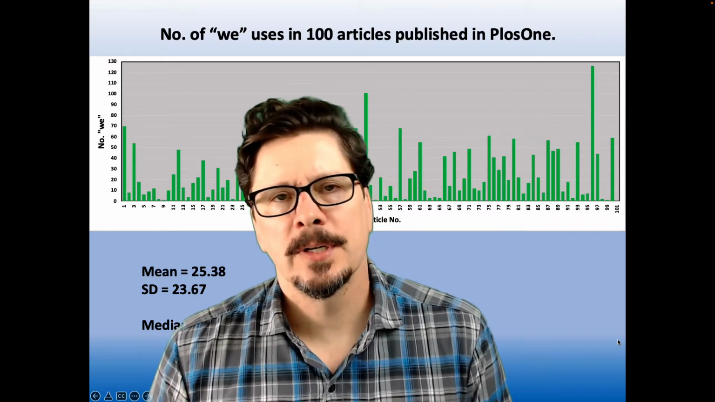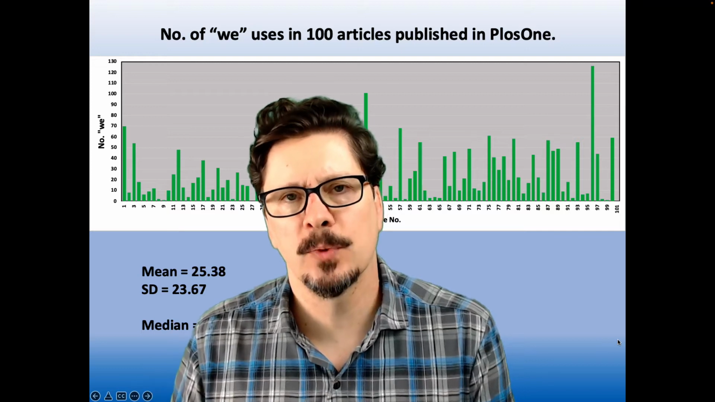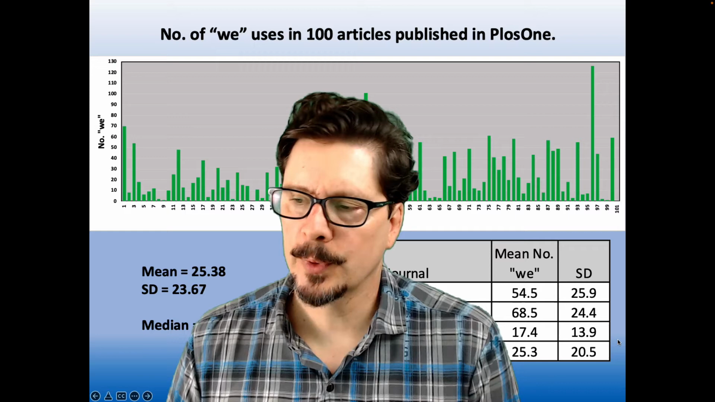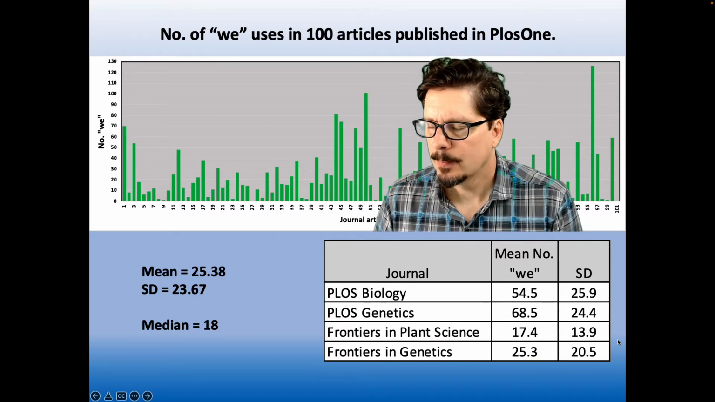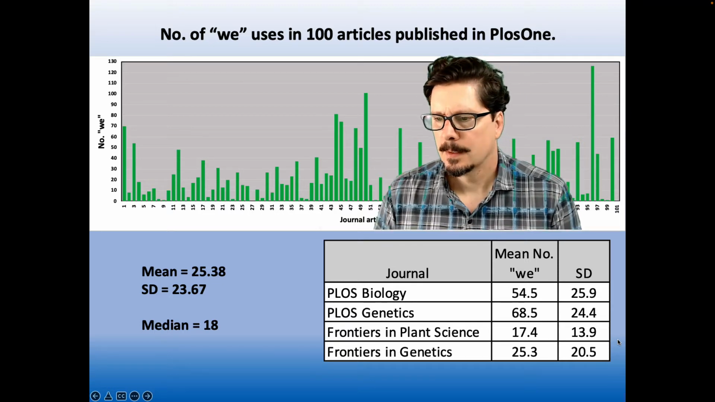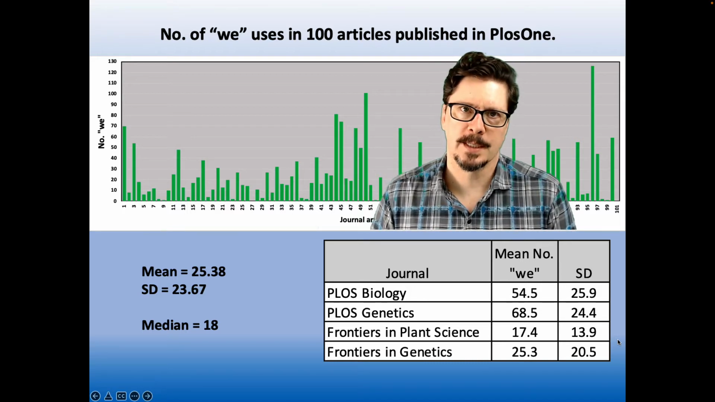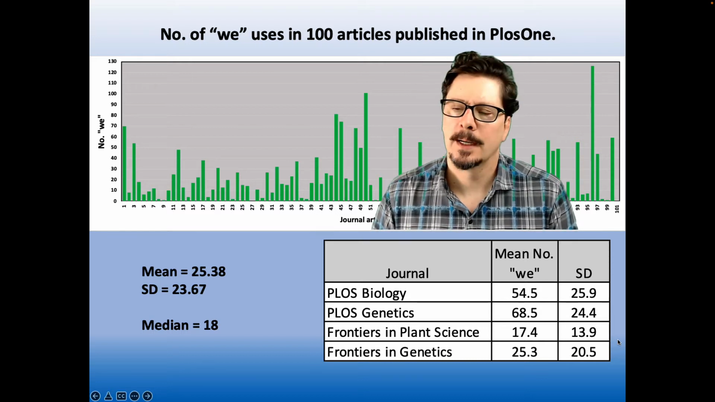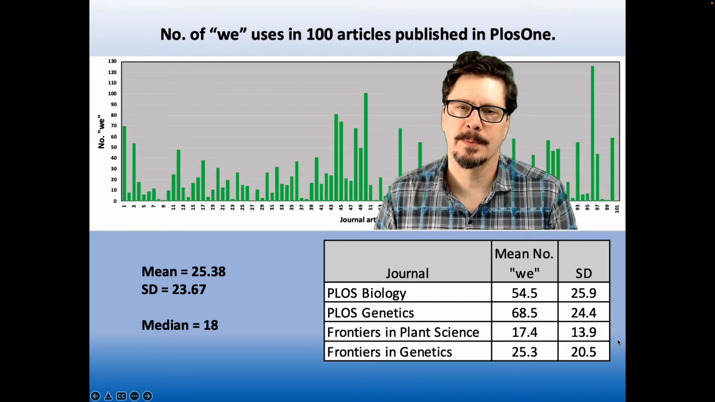So I decided to look at a few other open access journals and see how many we's were being used there. And I actually found even higher numbers of we's. So I looked at about 20 articles from each of these journals. PLOS Biology had an average of 54.5 we's. PLOS Genetics had even more. They had 68.5 we's. Frontiers in Plant Science had the least of these four at 17.4, and Frontiers in Genetics had 25.3. So about the same as PLOS One.